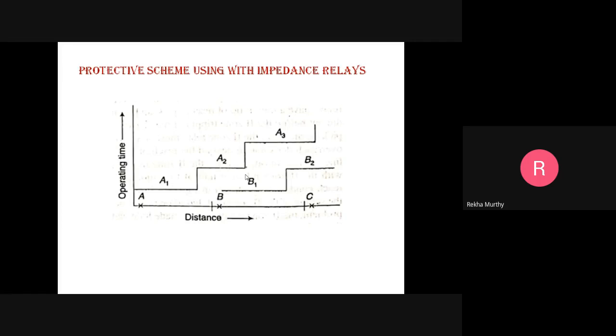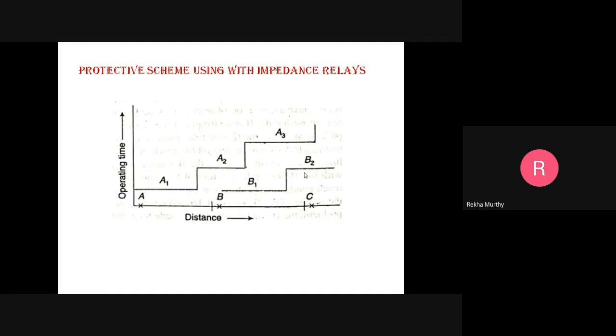Now this diagram indicates the stepped time distance characteristics. Here A1, A2 and A3 are the operating times for the zone 1, zone 2 and zone 3 relays. Similarly, B1, B2, B3 are the operating times for the zone 1, zone 2, zone 3 relays placed at B. Because of cost factors or panel space, it is not possible to make use of all three measuring units for the three zones of protection.